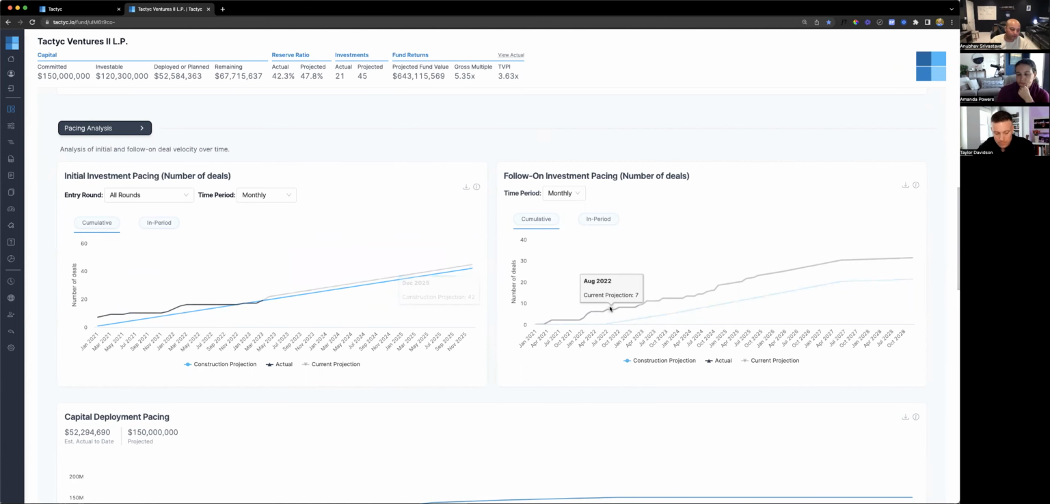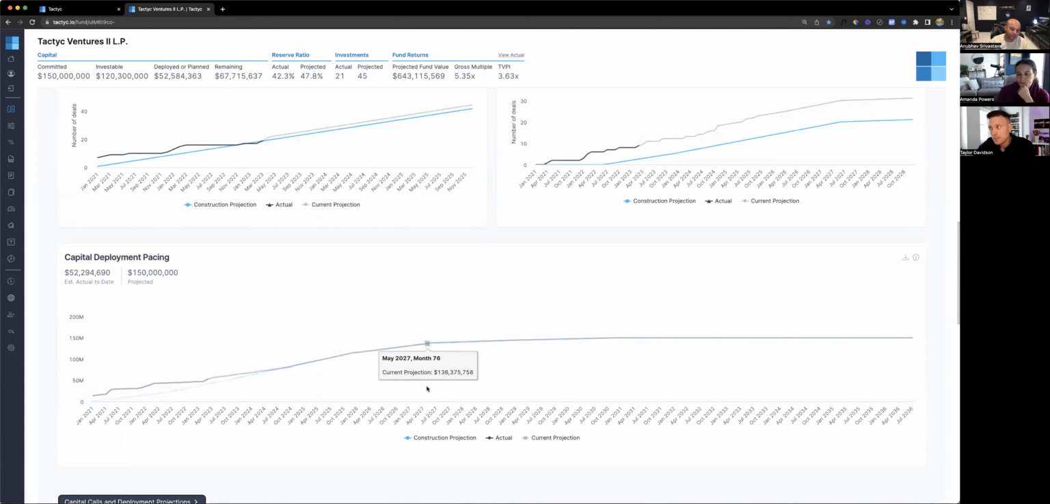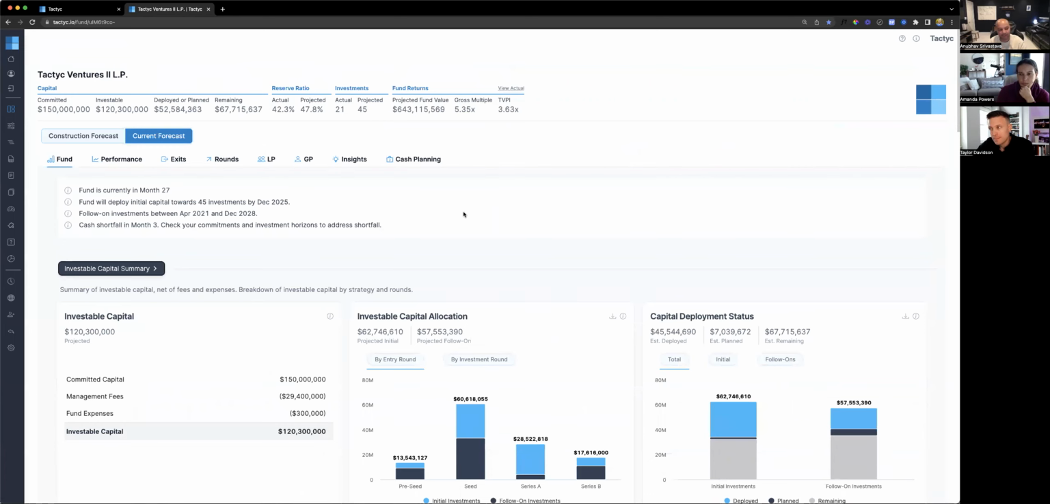So this is based on volume, and then this is based on dollars deployed. So then we do a pacing analysis to show you again, what was your original projection in terms of capital deployed? What have you actually done? And then what the current projection looks like. We'll talk a little bit later on how we come up with the current projection. I think that's a later point, but just table that for now.